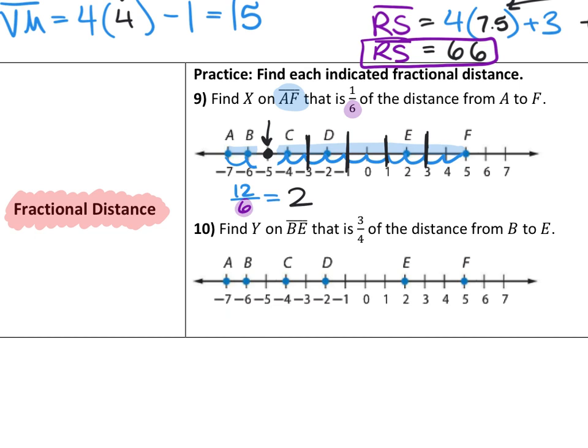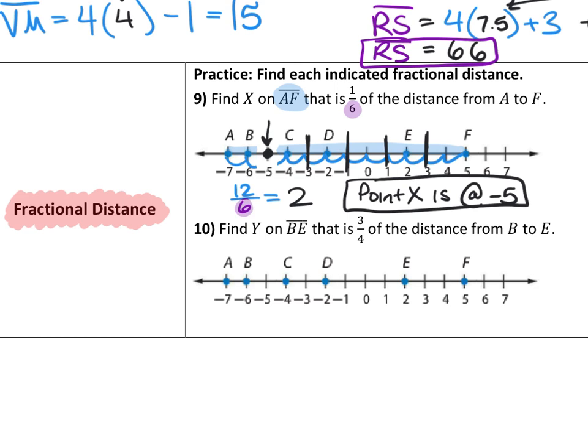-5. So we say point X is at -5. What if, instead of saying find X on AF that is 1/6 of the distance from A to F, what if I said that is 2/6 of the distance? Instead of jumping just one of these partitions away, since I said 2/6, how many partitions would you jump? 2. You would have been here at -3.